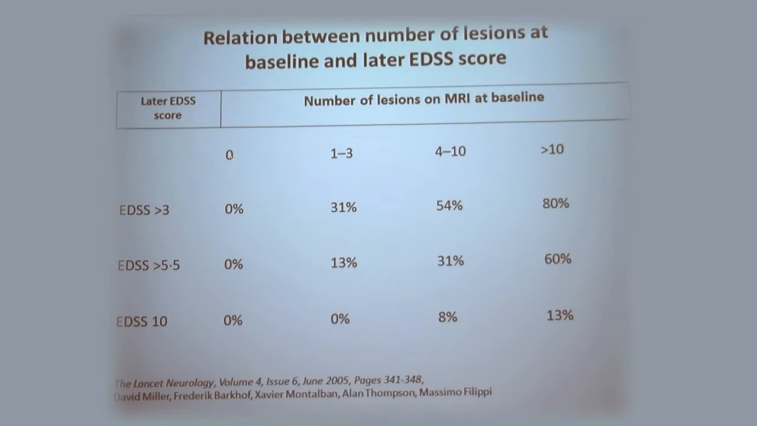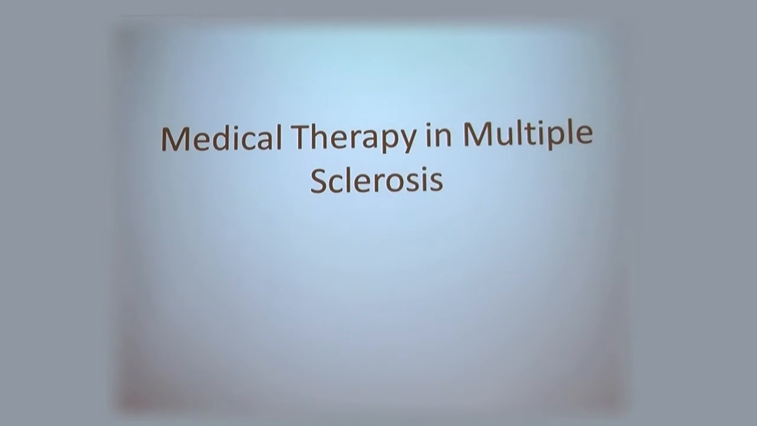If they had 0 lesions at baseline, nobody progressed. If they had 1 to 3 lesions, this would be the progression, 31% would progress a little bit, but to an EDSS of 10, nobody would progress. But if somebody had a lot of lesions, more than 10 lesions, then the probability of progressing to these stages was much higher. It's another way of understanding how MRI is useful in diagnosing and managing and deciding on treatments for MS. Okay, medical therapy.